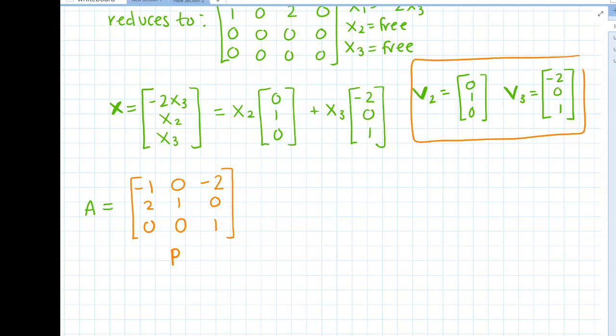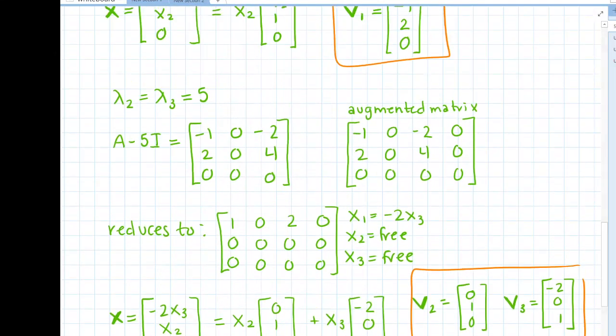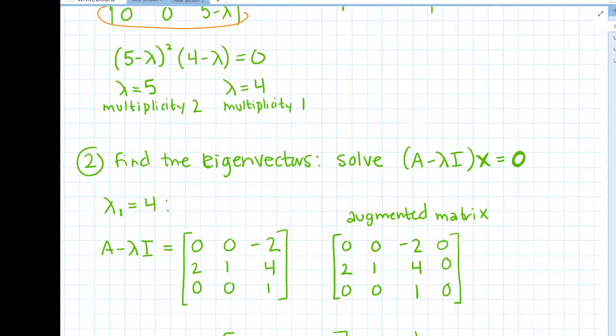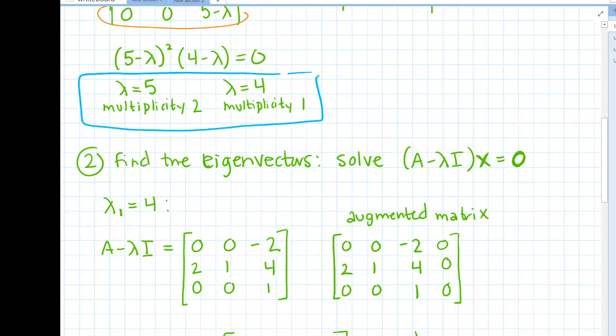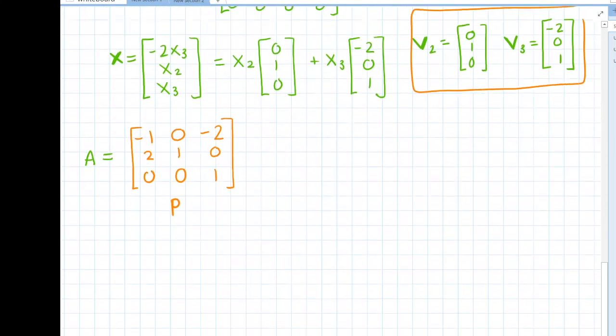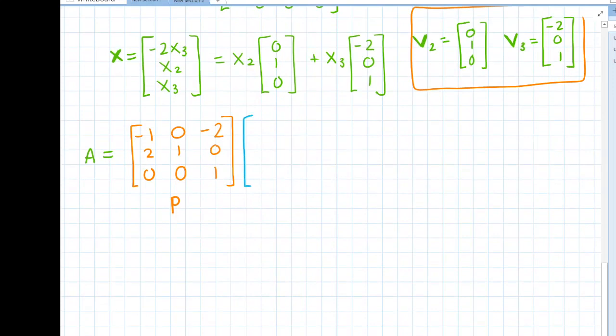So then the middle matrix D is going to come from our eigenvalues. Because our eigenvalues are 5 and 4, we have to keep track of the order we did them in. So the way that we did our eigenvectors, we're going to put the eigenvalue of 4 as our first one. So 4, 0, 0, 0, 5, 0, 0, 0, 5.